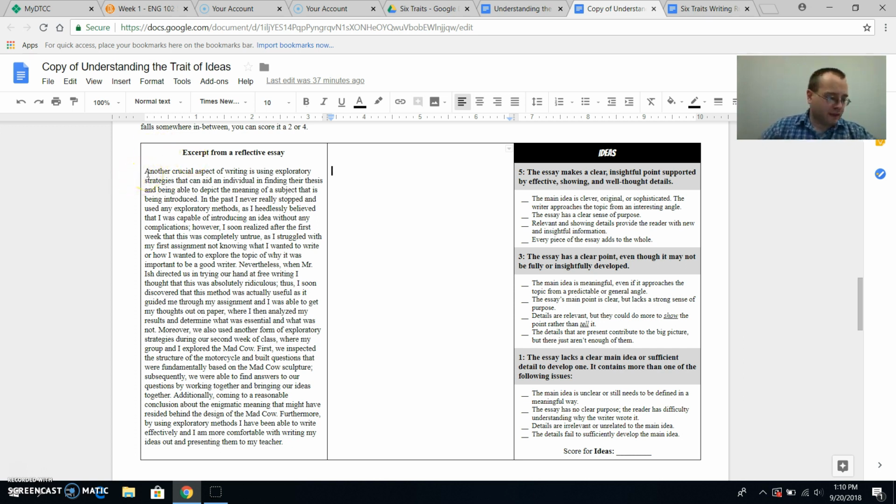So let's just read it from the beginning. Another crucial aspect of writing is using exploratory strategies that can aid an individual in finding their thesis and being able to depict the meaning of a subject that is being introduced. In the past, I never really stopped and used any exploratory methods, as I heedlessly believed that I was capable of introducing an idea without any complications.